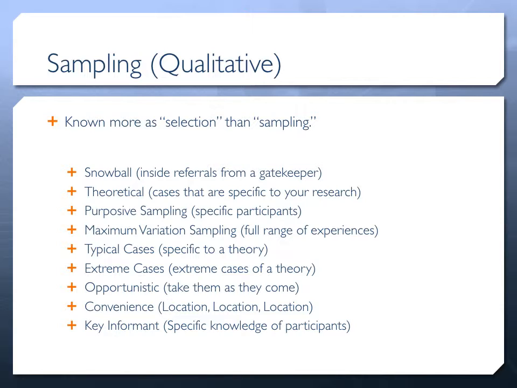So that nothing within your sample is different than anything you're looking at in your research. Again, that's very difficult to find those individuals. Maximum variation sampling is where you take the full range of experiences.